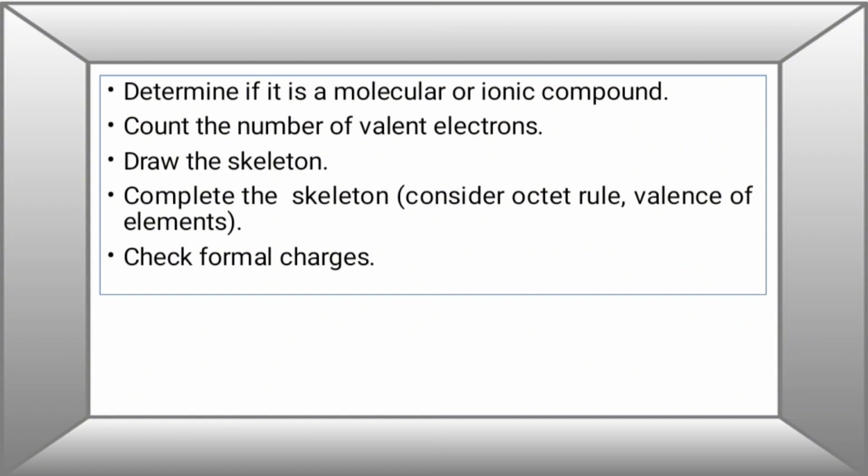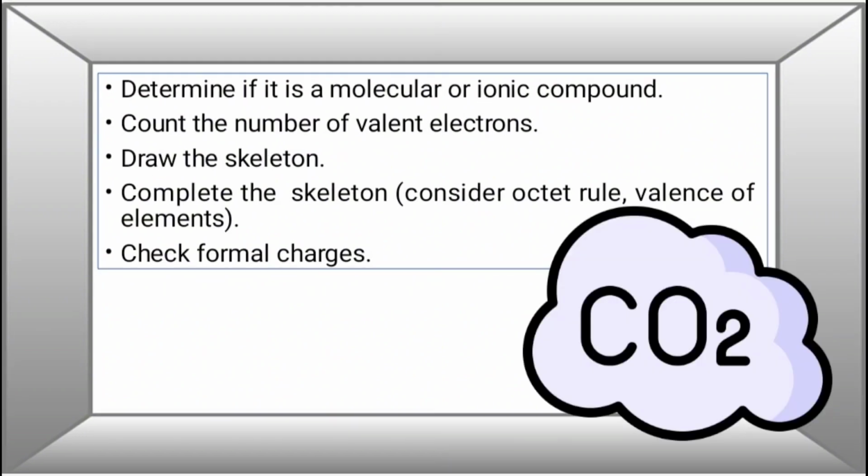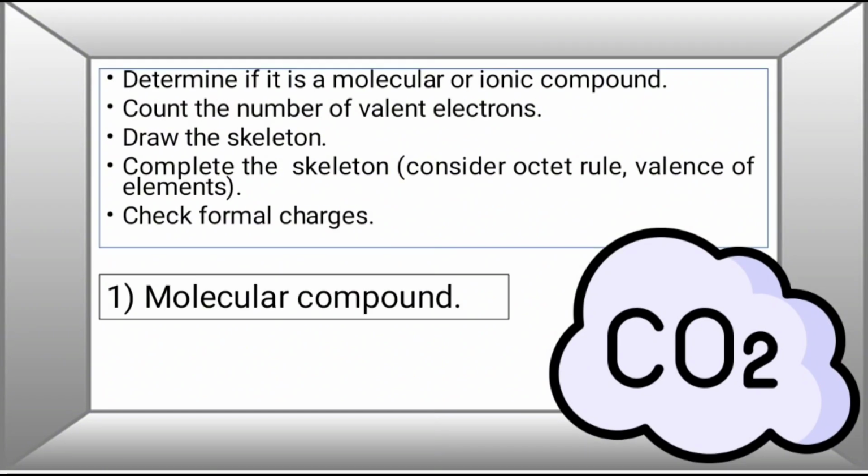Let's take examples and see how it is done. So, first example, let's take carbon dioxide. Let's draw the Lewis structure for carbon dioxide. So, first we determine whether it's a molecular or an ionic compound. So, this one is a molecular compound. Let's count the number of valence electrons.